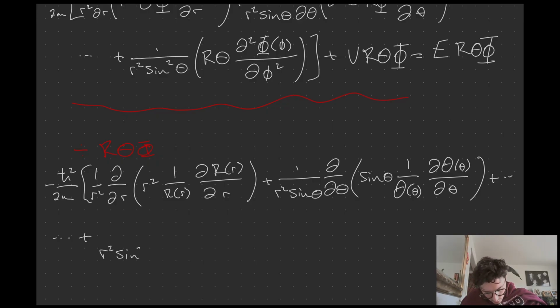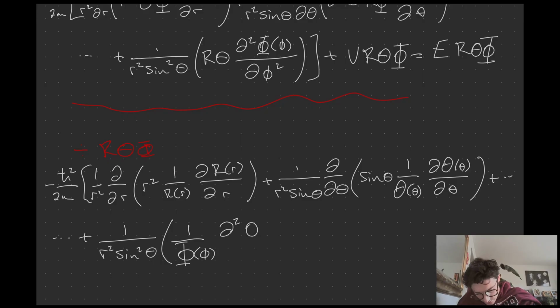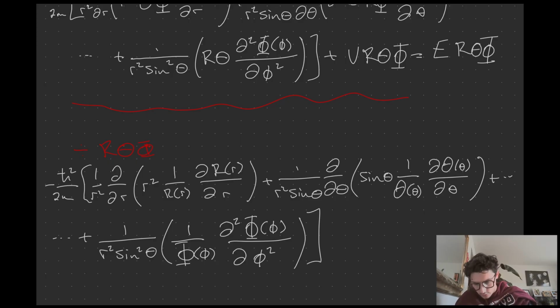R squared sine squared theta, 1. Here we cancel out, what do we cancel out here? I guess we just have left 1 over Phi of phi. I'm doing capital Phi there. Then it's partial second order of the function Phi with respect to its variable phi. Boom, close that. Boom, close this. Plus, we divide this thing also. So what we're left here with is just V. Then this equals, this is literally just E, right? Boom. Okay, looks clean, huh? Looks clean.